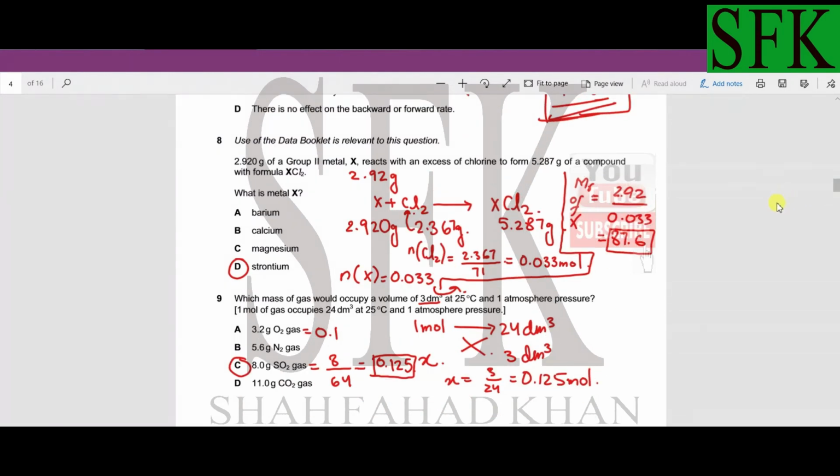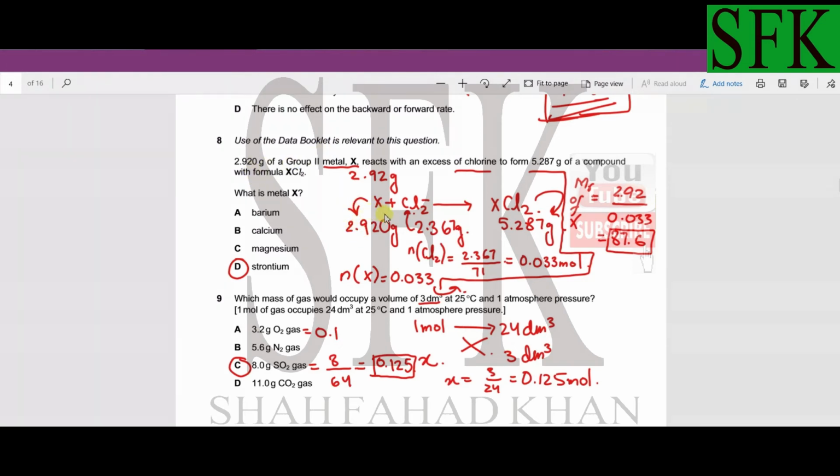Now moving on to 8. Okay, this is an interesting question. They've given us a metal X and it reacts with an excess of chlorine to form this much grams of a compound. All right, so X reacts with chlorine to form XCl2. The mass of the compound is also given. Mass of chlorine we don't know in the question. It's not given, but the mass of the group 2 element has been given.